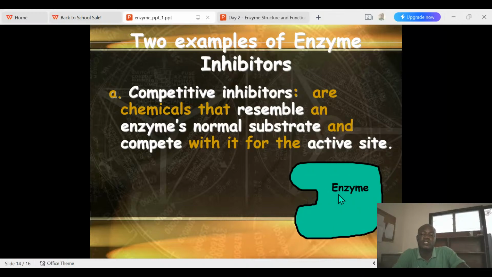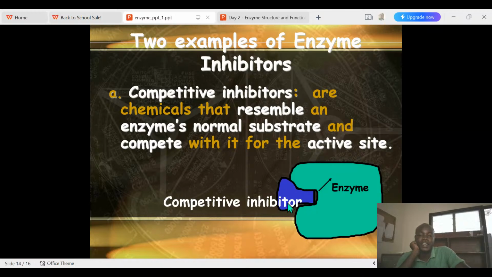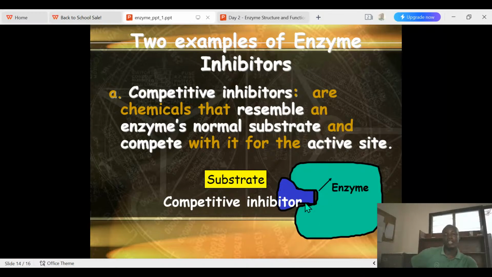So that is for the competitive inhibitors. Then the next thing, look at it, this is an enzyme and this is the competitive inhibitor. Look at it, the inhibitor fits perfectly into the active site of the enzyme. And this is a typical example of competitive inhibitors. And of course, look at the substrate. There is no pocket for the substrate to bind.